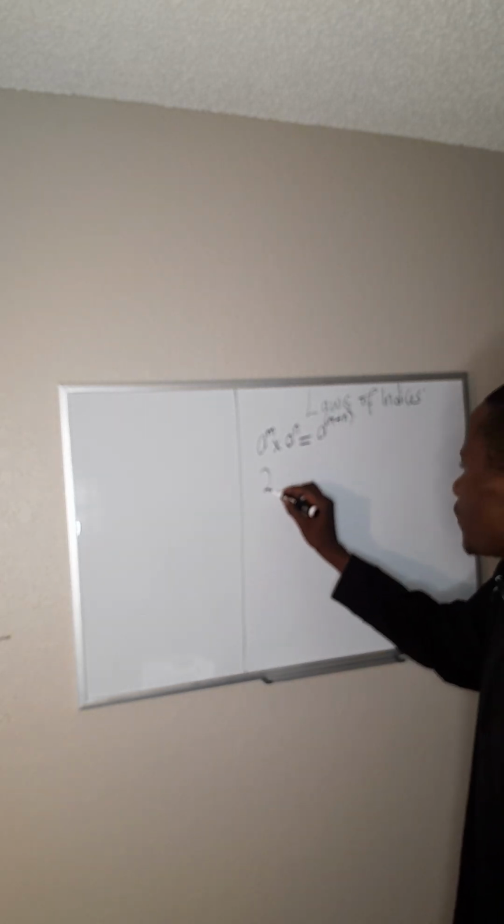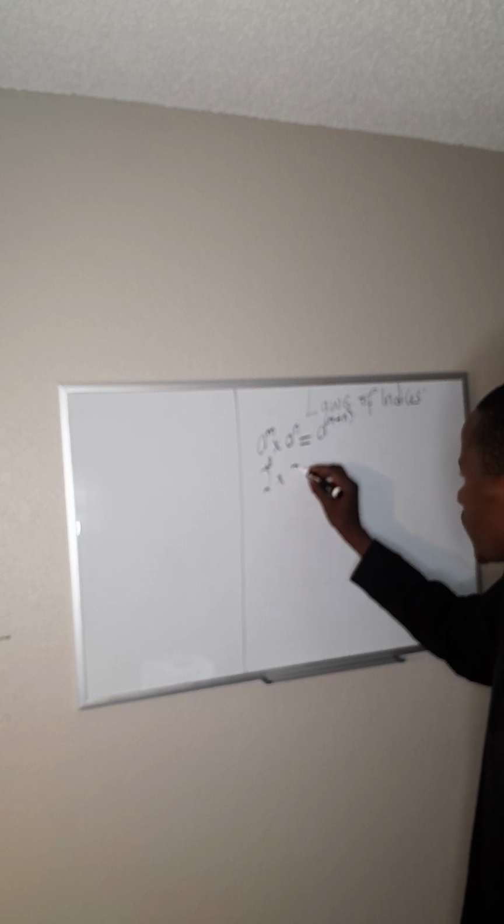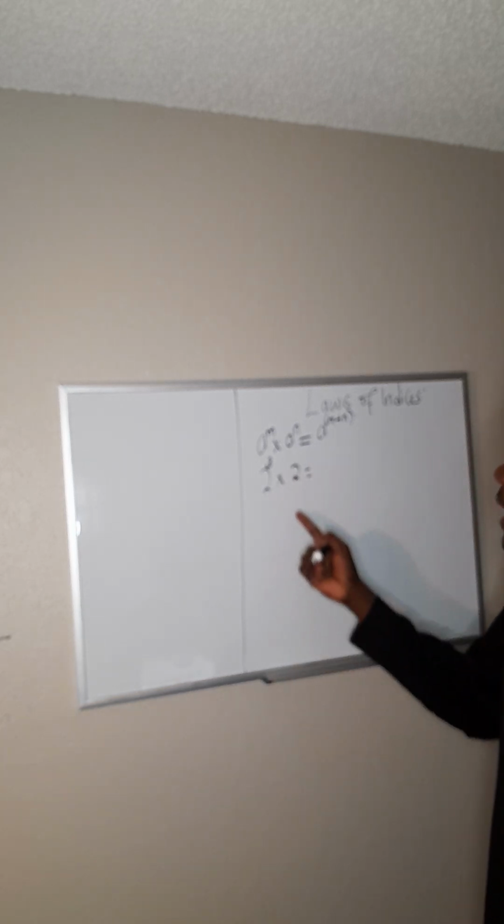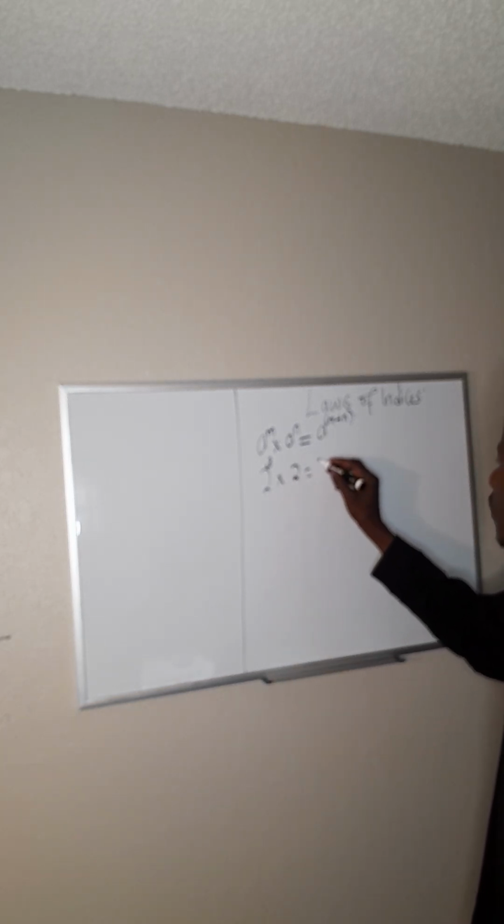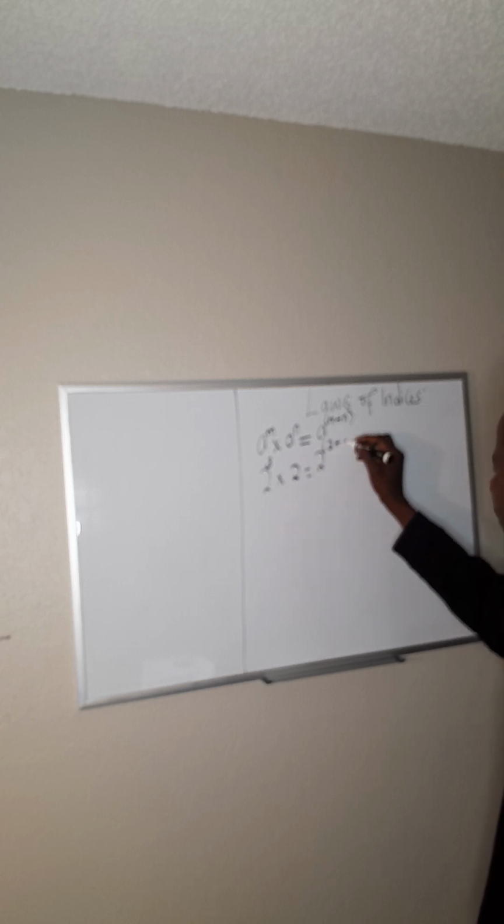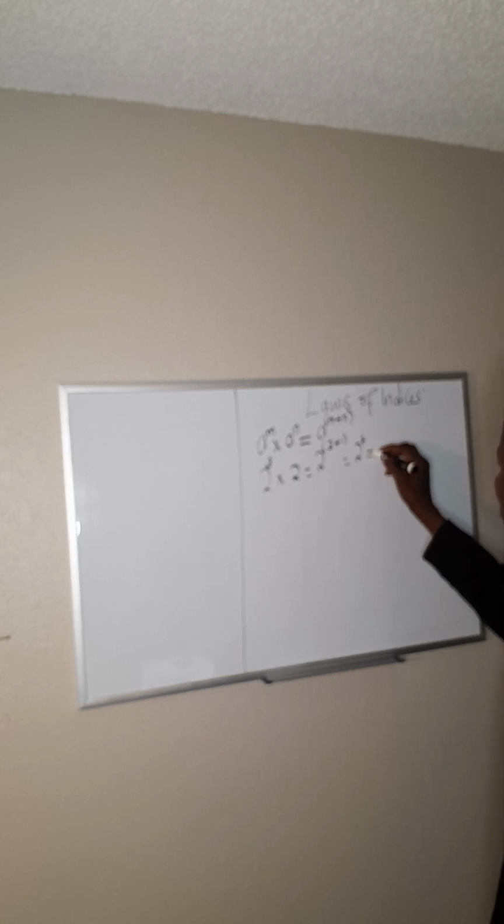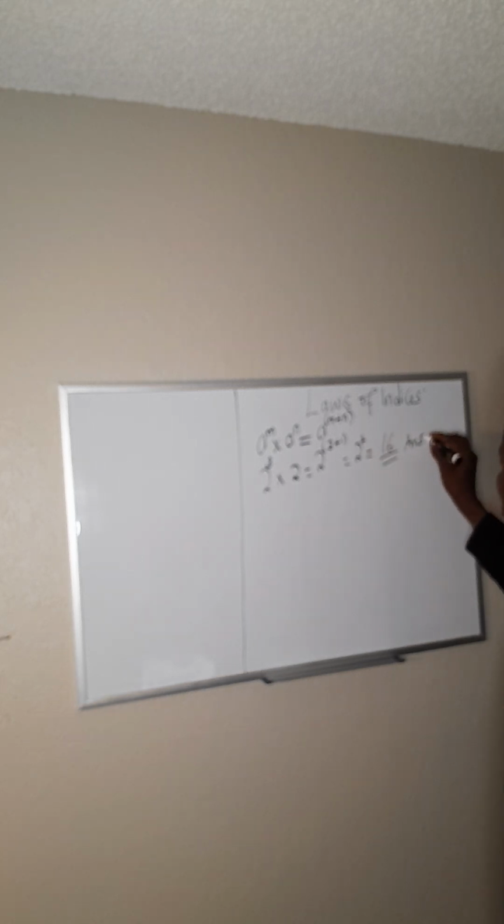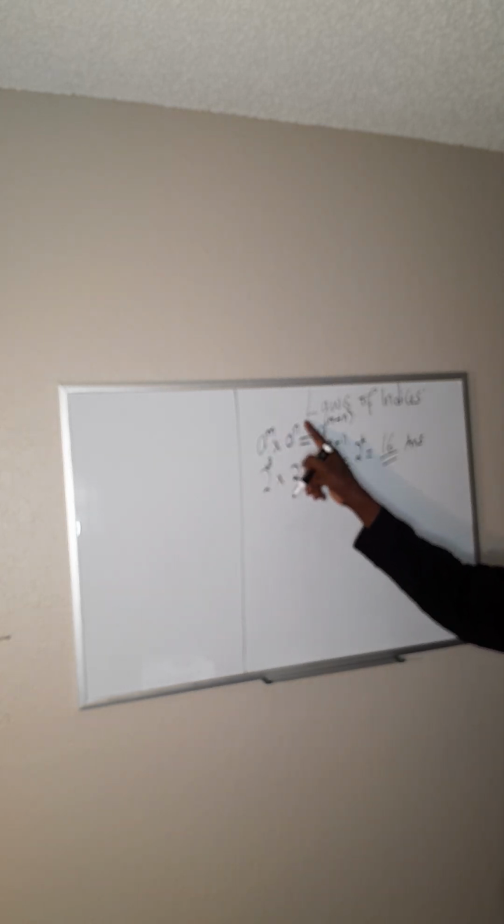Let's say, for instance, I have 2 raised to the power of 3 times 2. Any number written without a power is equal to power 1, so this is equal to 2 raised to the power of 3 plus 1. So what is this? 2 raised to the power of 4, which is equal to 16, and that is the answer. When I am multiplying and the bases are the same, I add the powers.